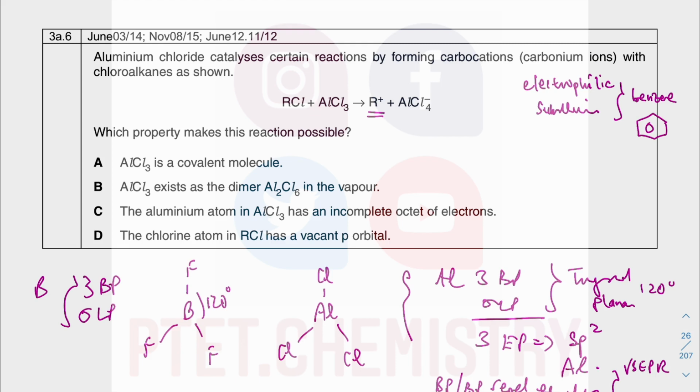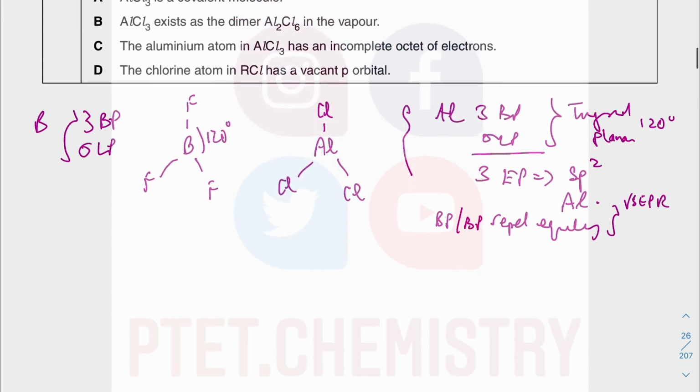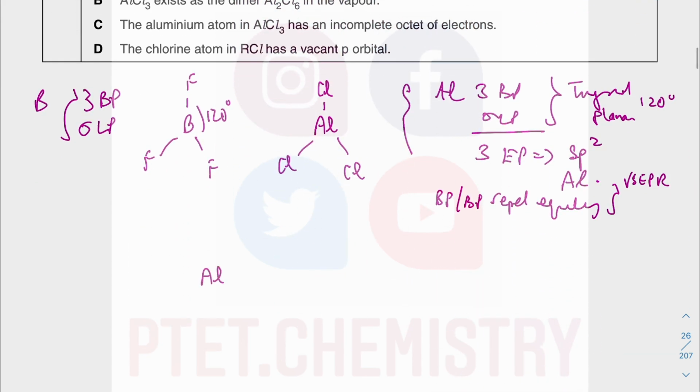But this question is asking what makes this reaction possible. If you think about it, the AlCl3 has gone to AlCl4 minus. How does AlCl4 minus look like? This is how AlCl3 looks like. This is pointing out from the screen towards you. This is going into the screen away from you. This is in the plane of the screen.